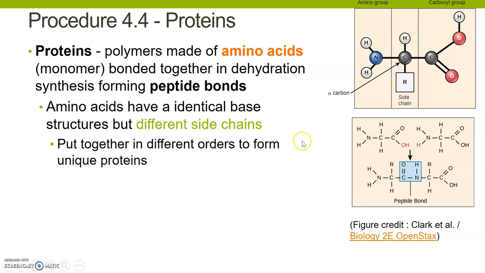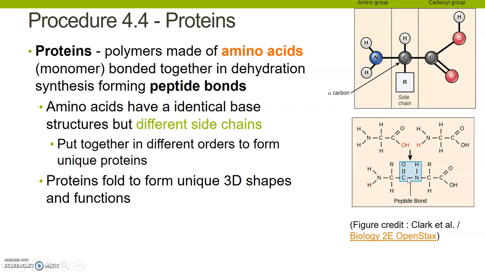But to understand that the amino acids get put together in a different order, that's one of the things that gives proteins their specific function, right? Because structure determines function. So if you have a specific structure and order of these amino acids, those amino acids will fold up in different ways, and that will give it a different structure, right? So the amino acid order is going to determine that structure.